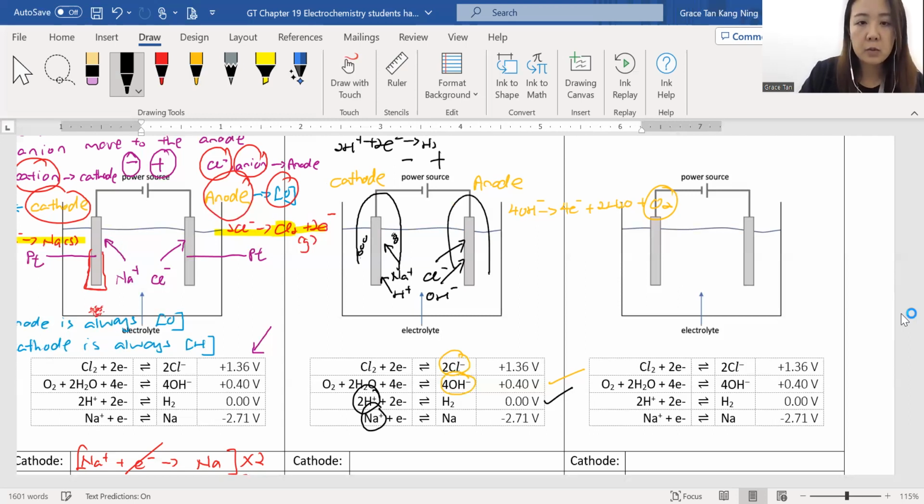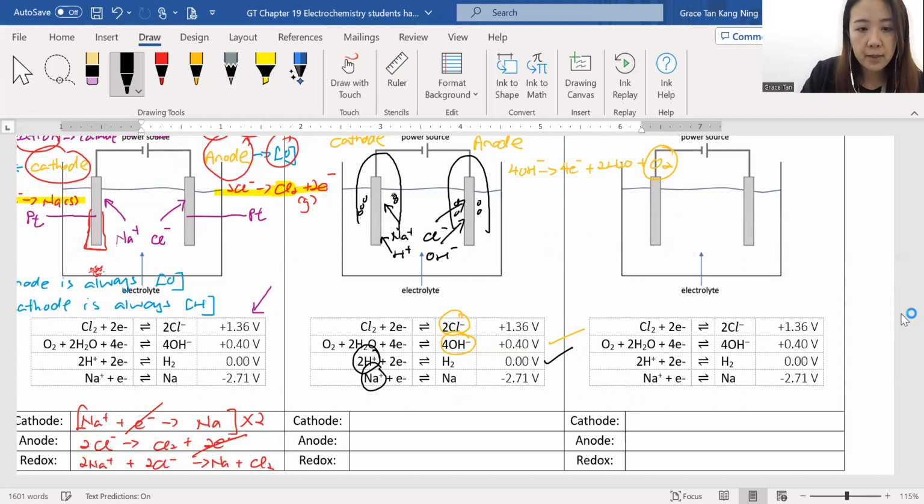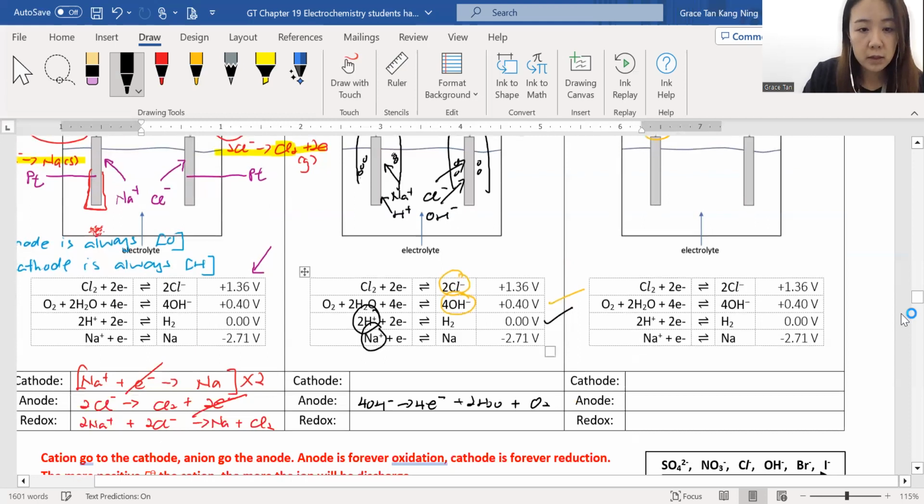And over here, you start collecting oxygen gas. You need to put a glowing splinter, then it will relight. Okay, so hence we will copy the equation for the anode part. I'll just quickly plug it in here. Okay, and your cathode here, which is the reduction.